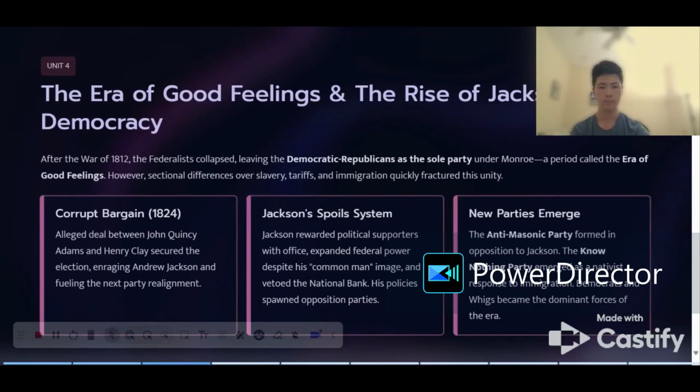In response to Jackson, we get three parties. I don't know why this slide doesn't have it, but the Whigs are one of them. The Whigs are basically championed by Henry Clay, and Henry Clay, under his American System, was all about the bank, tariffs, and federally funded internal improvements. We also have the Anti-Masonic Party, which is basically like we hate Jackson, and then the Know Nothing Party was the first nativist party that we get.